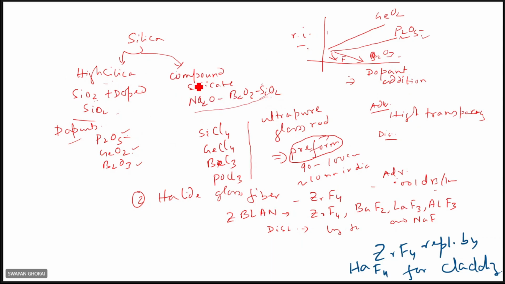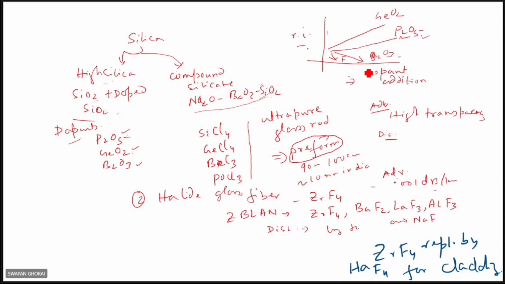But anyway, the silica glass can be of two types. It can be high silica glass, or it can be compound silicate glass, right? And there are dopants that can be used. Keep in mind these are the characteristics of the dopants. They can increase the refractive index or they can decrease the refractive index.